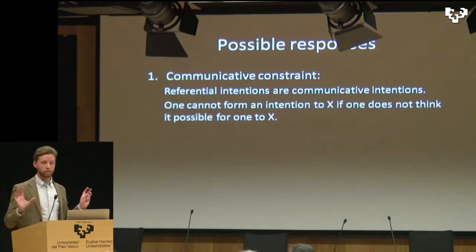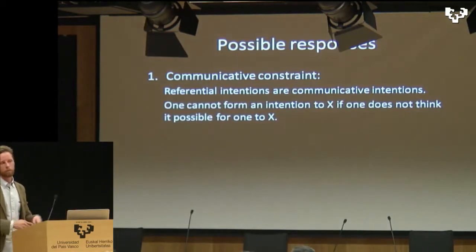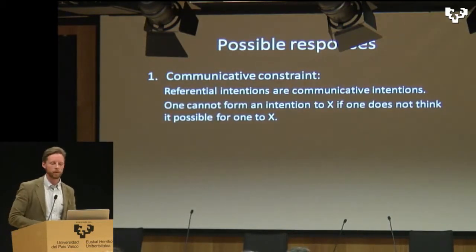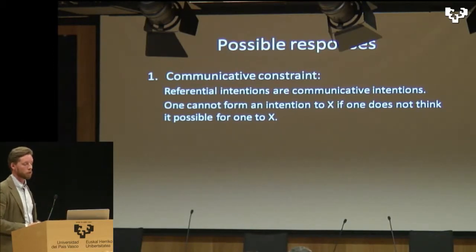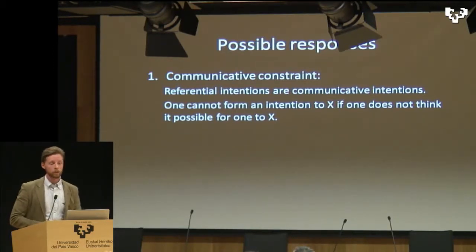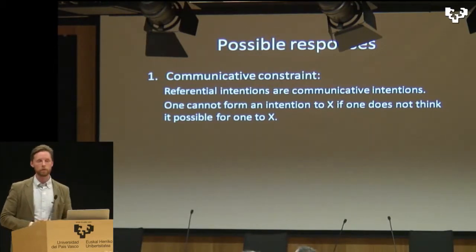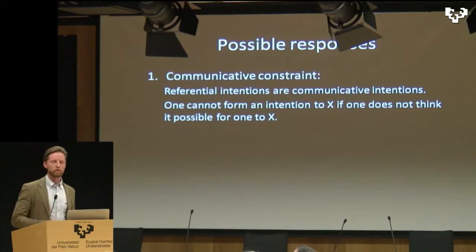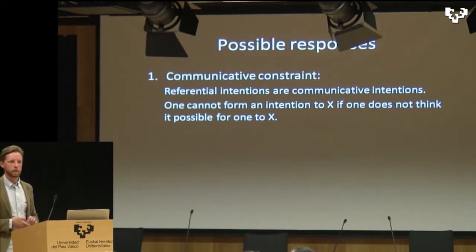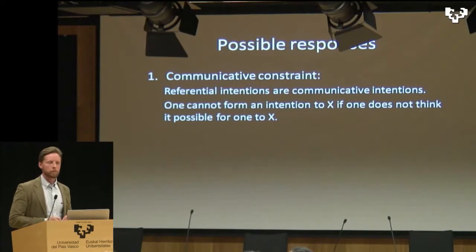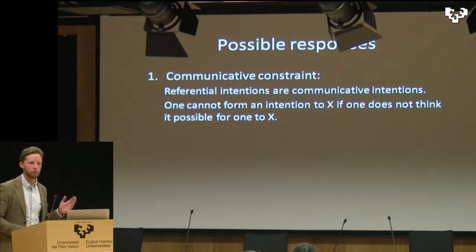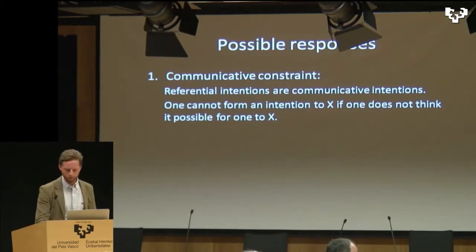And then you make use of this general constraint on intention forming, namely that you cannot form an intention to X if you don't think that it's possible for you to X. So most reasonable and rational speakers, in these kinds of Humpty Dumpty cases, will not believe that they can succeed in communicating, so they will not succeed in forming this kind of intention. That's one way to go.